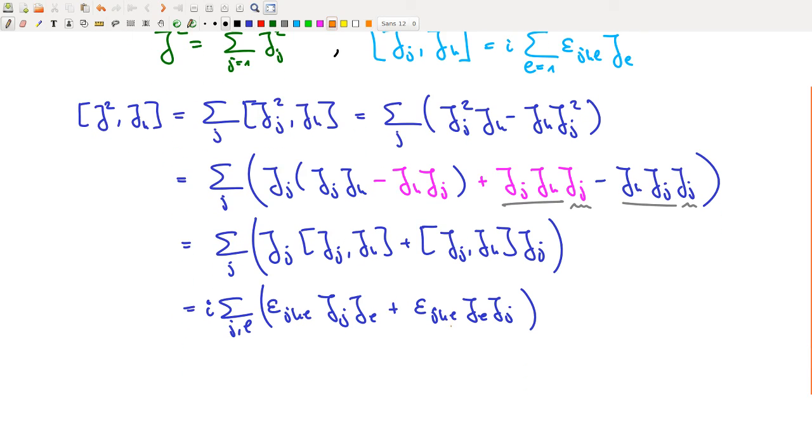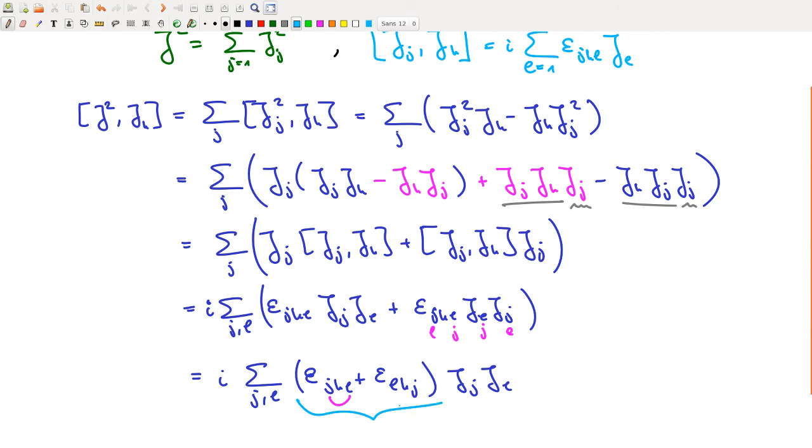Good. What do we do with this one? Well, let's rename the indices in the second term. Let's just call this l here j, and let's call the j l. So here's an l and here's a j. And now we have J_j times J_l in both terms, and the sum of two totally antisymmetric epsilons. So we have i times the sum over j and l, epsilon_jkl plus epsilon_lkj, times J_j J_l. But we see that we get the second epsilon by swapping two indices in the first epsilon. So the second term is minus the first one, which means this is 0, and the whole thing vanishes as claimed.